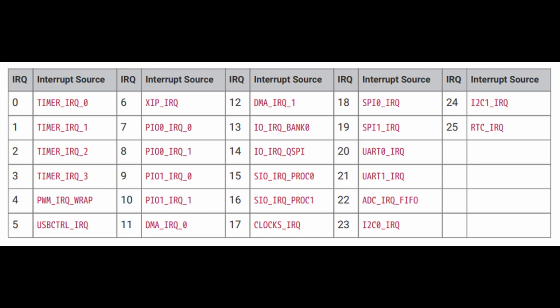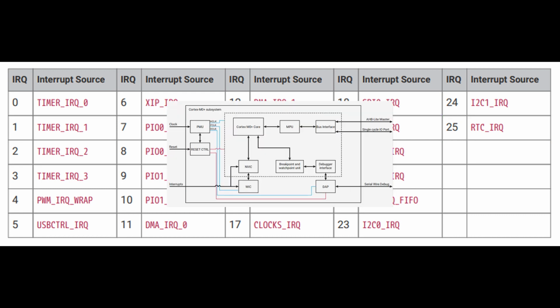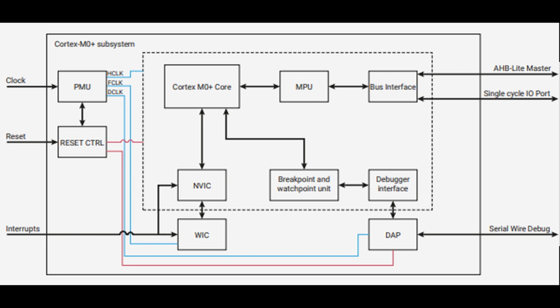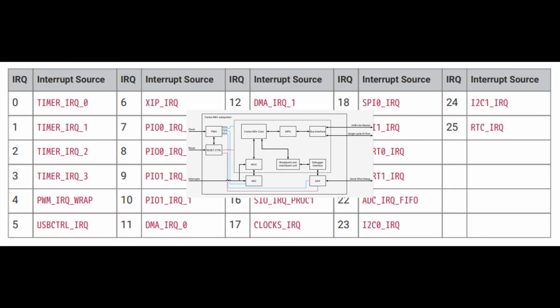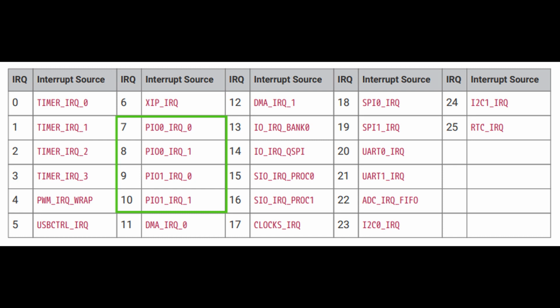There are 26 ARM core interrupts for timers, pulse width modulation, USB communications, flash memory, PIO, DMA, GPIO, core single cycle I/O access to the bus interface, clocks, SPI, UART, analog to digital conversion, I2C, and the real-time clock. They are controlled by a standard ARM Nested Vectored Interrupt Controller, or NVIC, which is a way of enabling, disabling, identifying, and acknowledging various interrupts in a user-defined priority. Today we're going to limit our journey to only PIO interrupts.